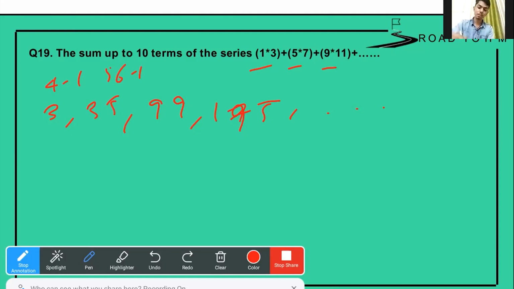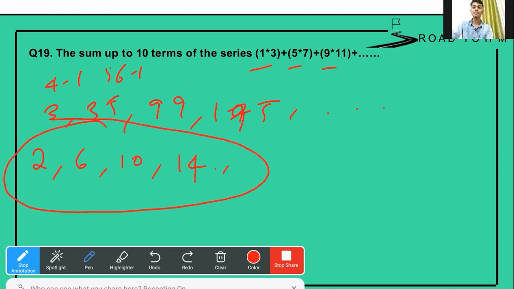Let's see squares of which numbers. 2 square minus 1, 6 square minus 1, 10 square minus 1, 14 square minus 1. Something special? Yeah, it is an AP. So we're going to find the nth term of this particular series using this concept. How to do this? We can definitely find the nth term of an AP, a plus n minus 1 into d. We're going to use that concept.